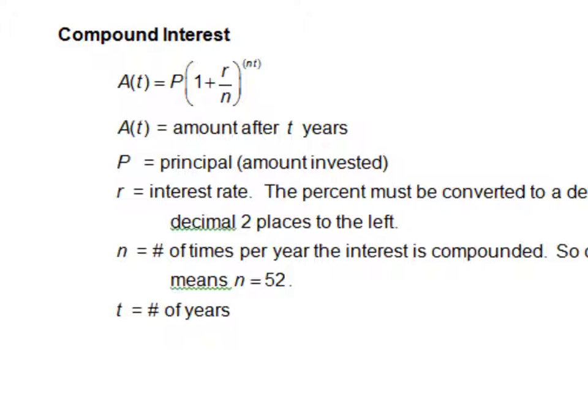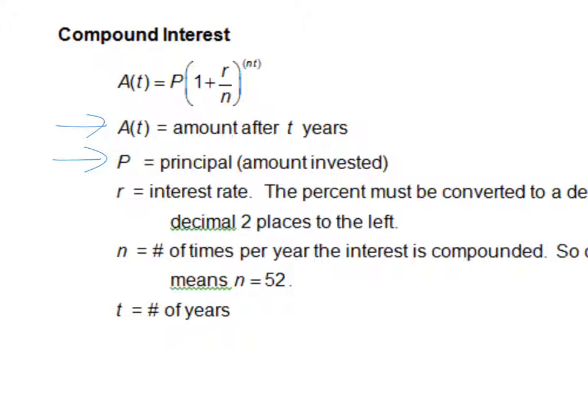Exponential growth also affects interest problems. So here's a formula for compound interest. A of t equals P times 1 plus r over n, all to the power of n times t. And so I've given you a list here of what everything stands for. A of t is the amount of money we have after t years, and that would include our initial investment plus the interest. P stands for principal. That's the starting amount, the amount you've invested.